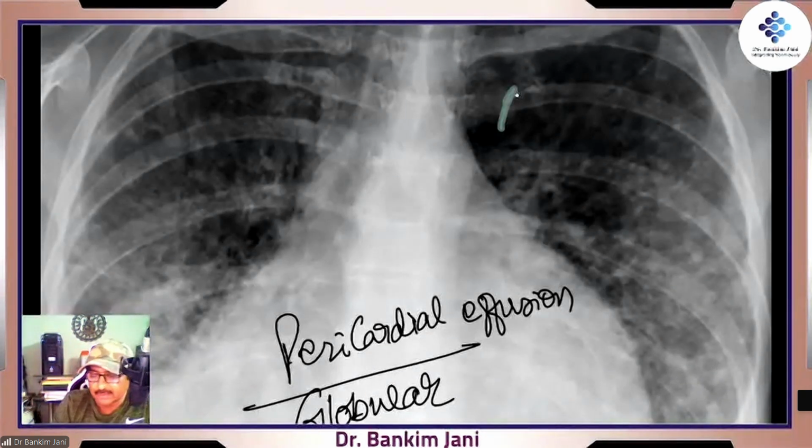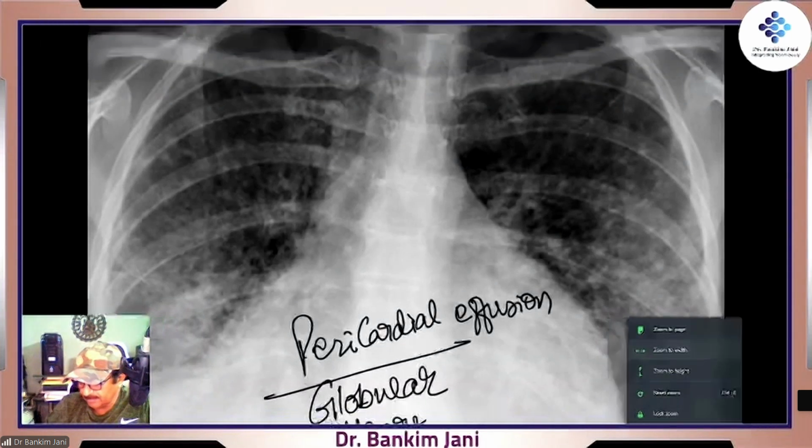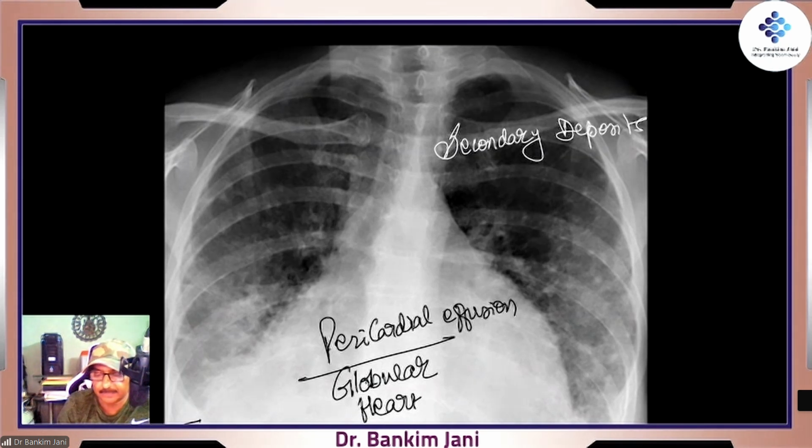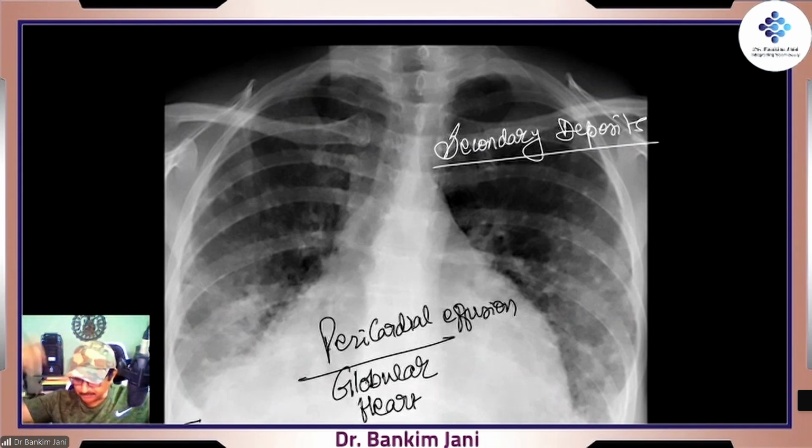So this is what is called secondary deposits. Secondary deposit means carcinoma is at one place and it has spread to other areas. Carcinoma at one place is called the primary carcinoma. And from there the cancer cells escaped and landed over here in the lungs.